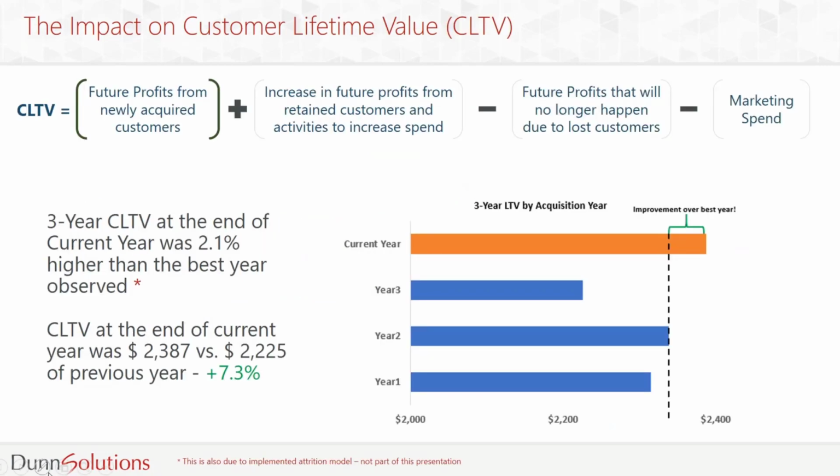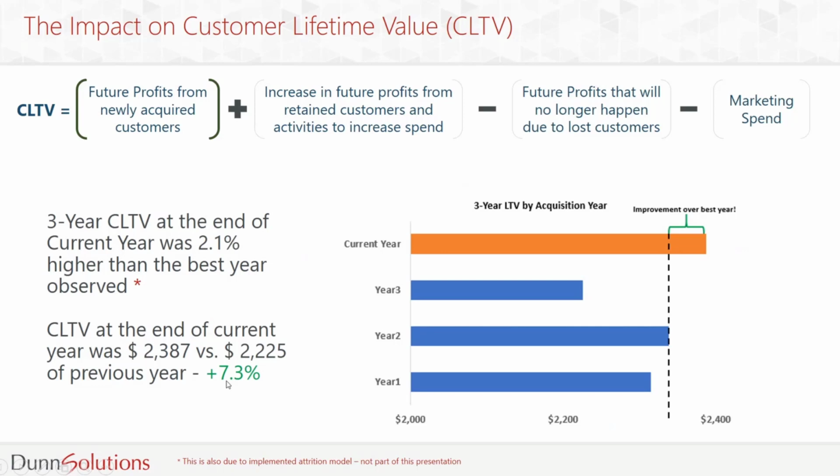So back to the results. We were successful in acquiring more customers. Now, because future profits from newly acquired customers are part of the CLTV formula, obviously the CLTV value for the average customer also went up for Jake's. In fact, at the end of this modeling effort, the CLTV for their clients went from $2,225 to $2,387, which is an increase of 7.3%.